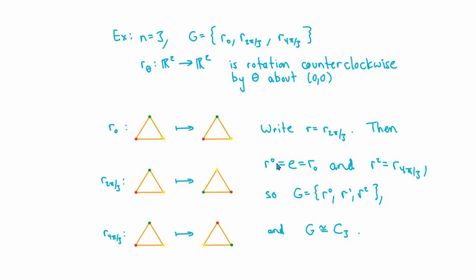Then R to the 0 power, by definition, is the identity element, which is R0. And R squared, which is R composed with itself, is R4π/3. So the group G is generated by the element R. And, as we already knew, G is isomorphic to the cyclic group of order 3.